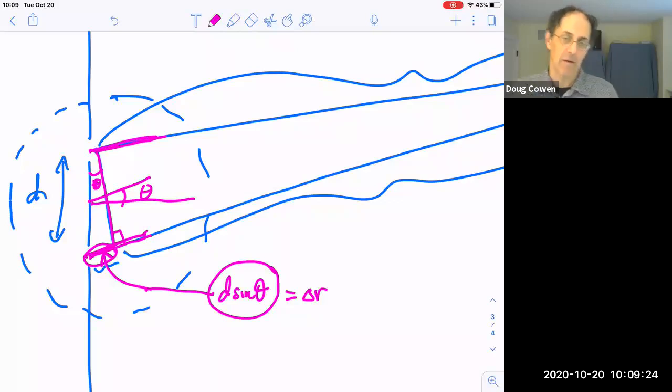So you're right, we're making an approximation here, but it's a pretty good one because d is very small. The angles are usually pretty small. So the approximation that the lines are roughly parallel and that there's an extra distance traveled of d sine theta is not perfectly right, but it's pretty close. It's a good question.